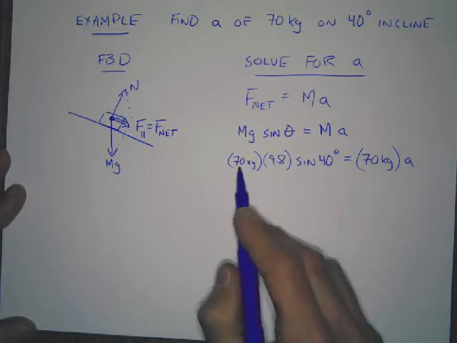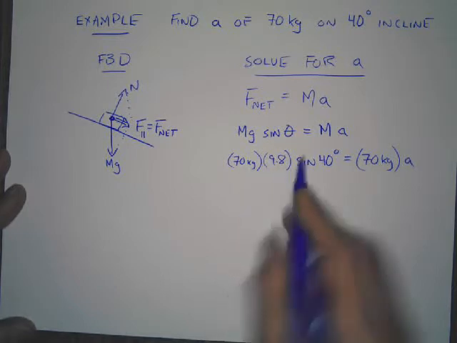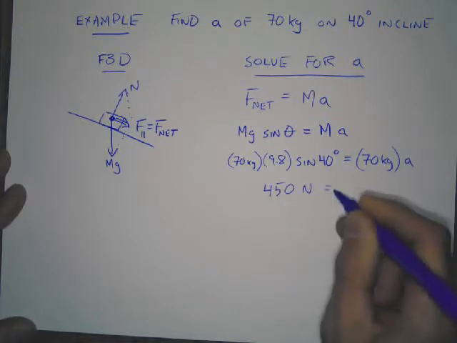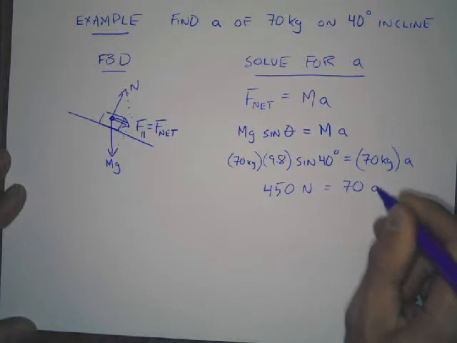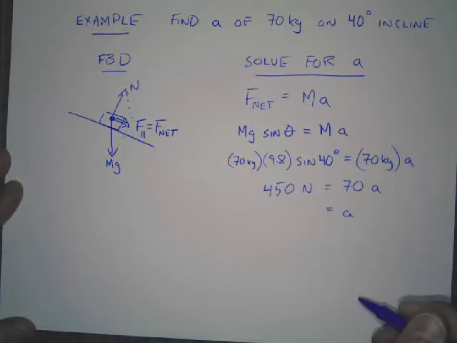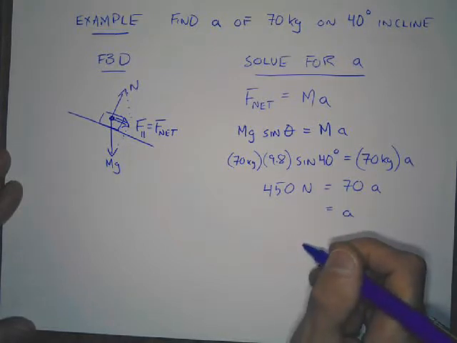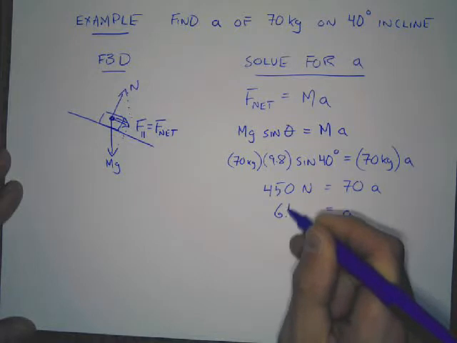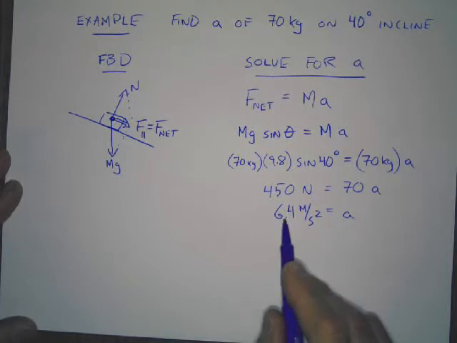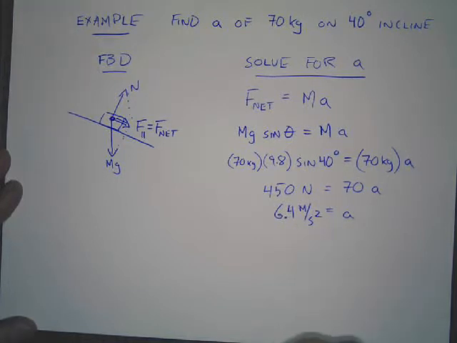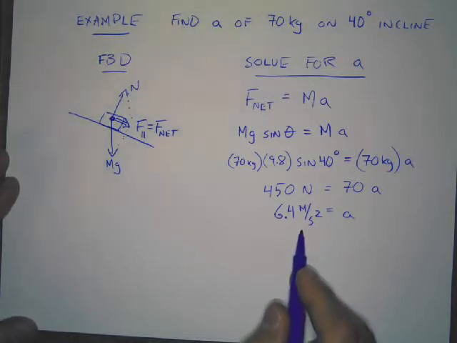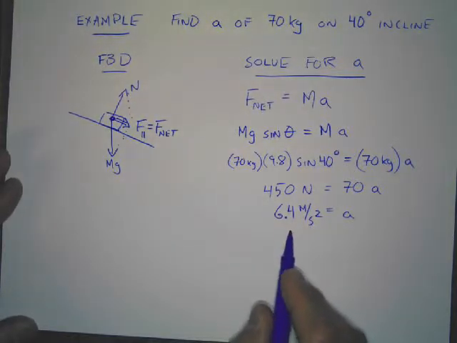So when you do 70 times 9.8, you get something like 450 newtons. And that's equal to 70 times a. And then you divide both sides by 70, and you get something like 6.4 meters per second squared. I'm not sure if I rounded right on that, but something like that, around 6.4. And that's the acceleration of the skateboarder as they go down the incline.